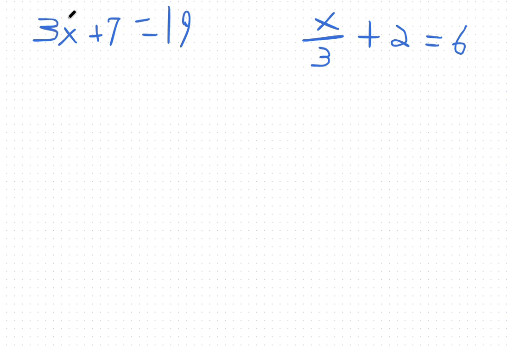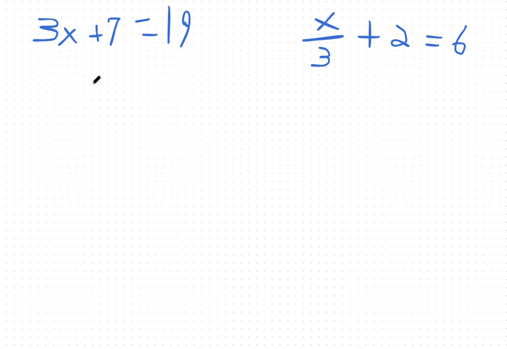Here we have 3 times the variable x plus 7 equals 19. Now, how do we approach a problem like this? In my mind, we always approach it in the most simple manner possible. And we think about what operations are occurring here, multiplication and addition.